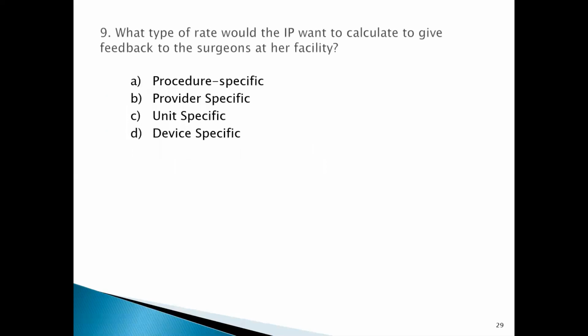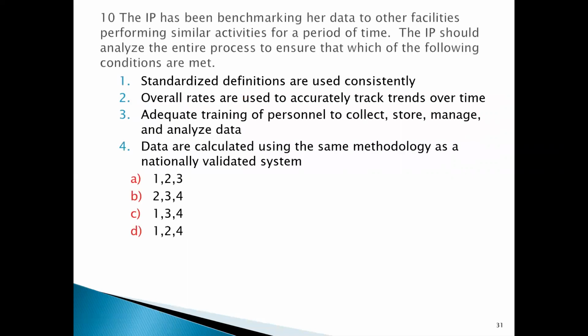What type of rate would the IP want to calculate to give feedback to the surgeons at her facility? A, procedure specific, B, provider specific, C, unit specific, and D, device specific. Okay, the answer to this one is provider specific. The surgeons would want to know feedback about their own practice.